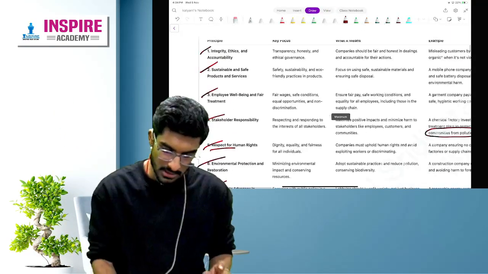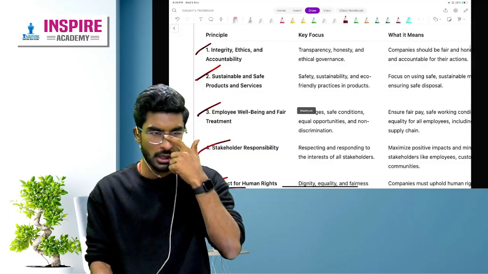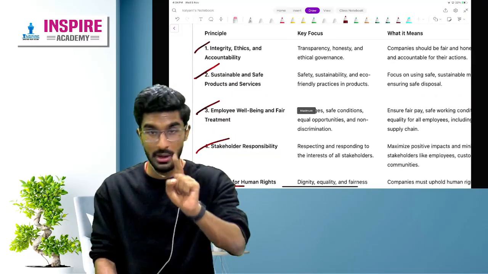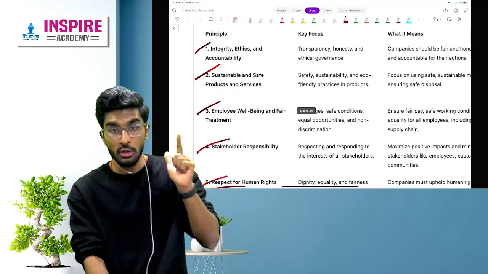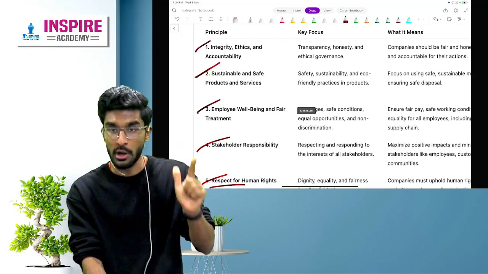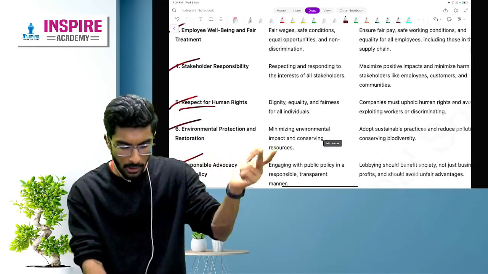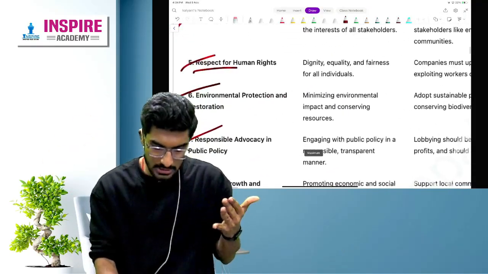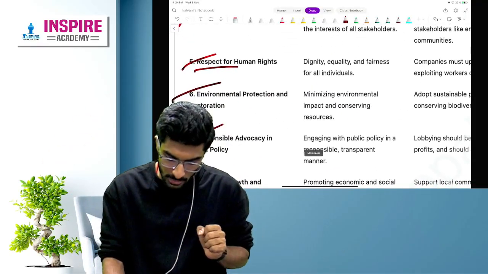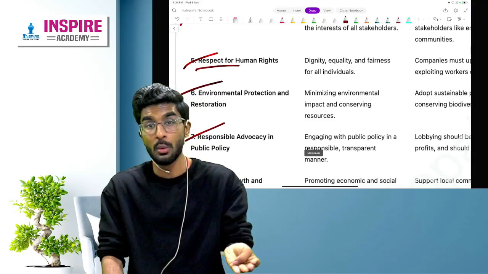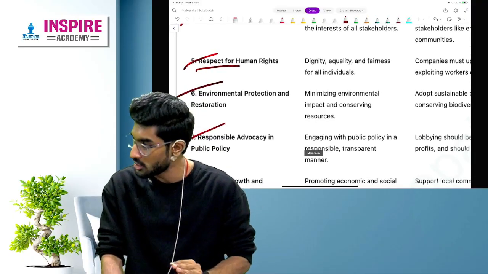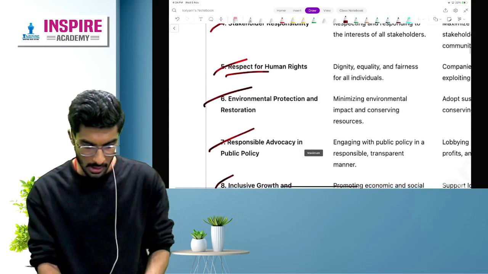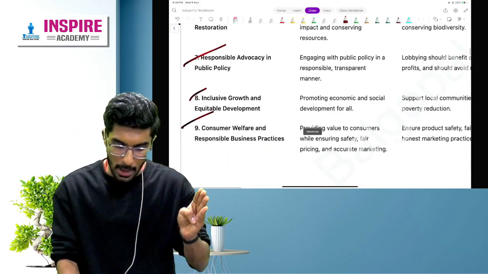So, 9 principles. Number 1 is integrity. Whatever you are, you have to conduct yourself in the right manner even when nobody is watching you. Number 2, you should use safe products and services. Third is employee well-being. Fourth, you have to include all the stakeholders. Next, you have to respect the rights of humans. And sixth, you have to work towards environmental protection and restoration. Next, people, responsible advocacy in public policy.